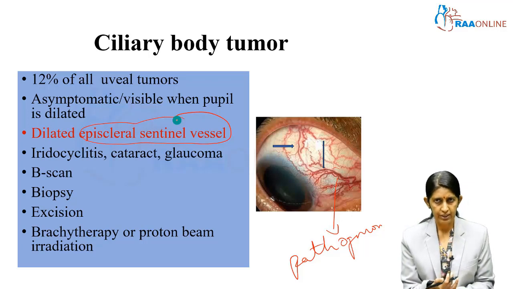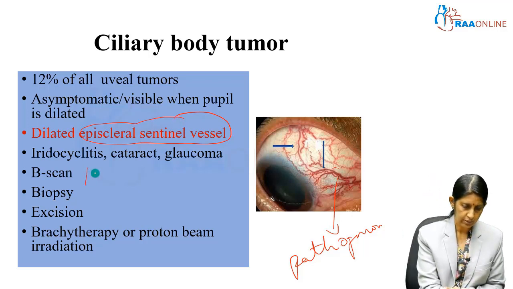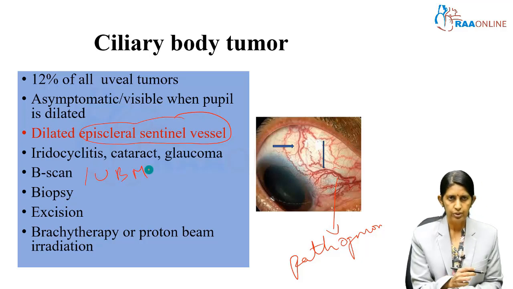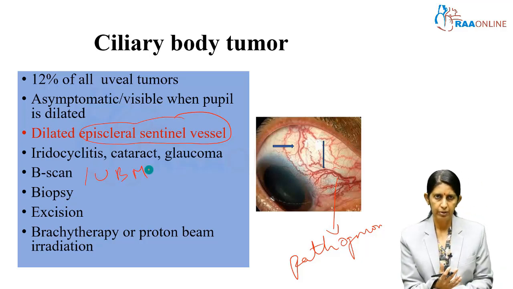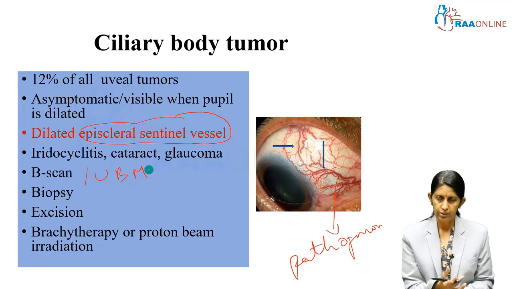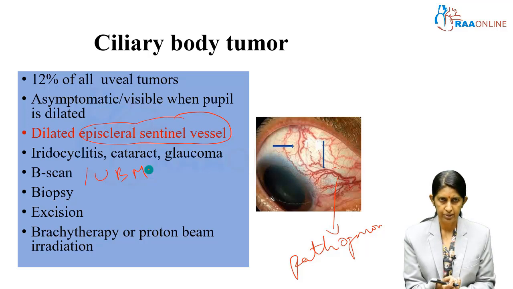We have to investigate the patient once we suspect a tumor. B-scan is done to detect the size of the tumor. A better investigation is ultrasound biomicroscopy, which is very useful in patients with a ciliary body tumor. It helps to identify the size of the tumor, the exact location of the tumor, and the presence of any associated fluid. A biopsy is done in patients in whom we cannot reach a diagnosis, and we take a bit of the ciliary body tumorous tissue and send it for histopathological examination.